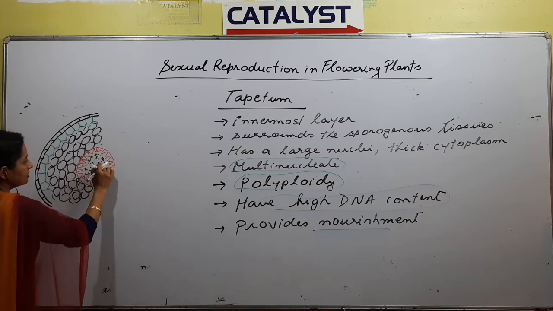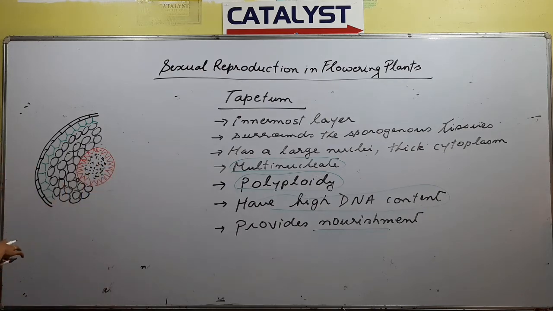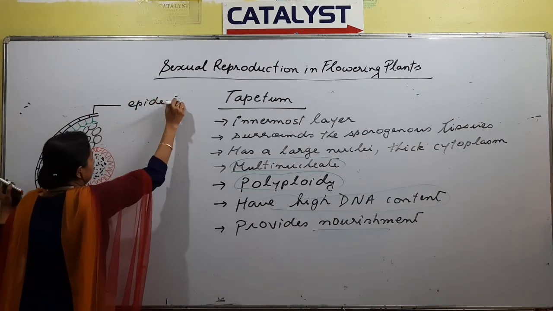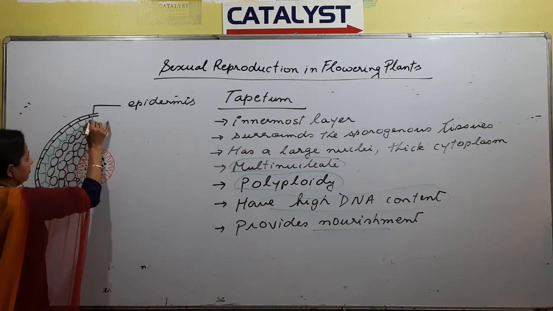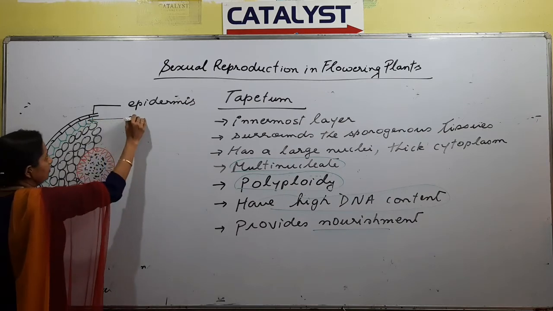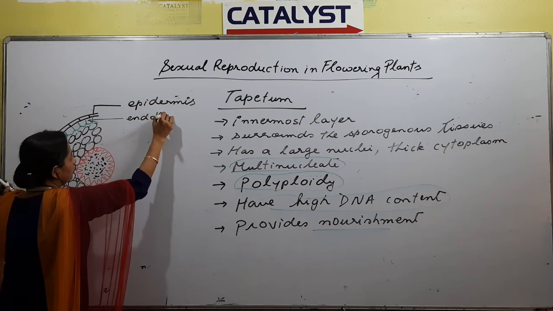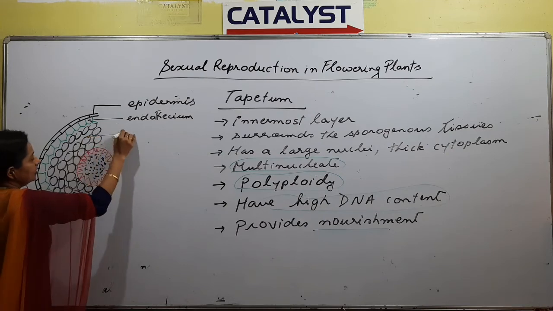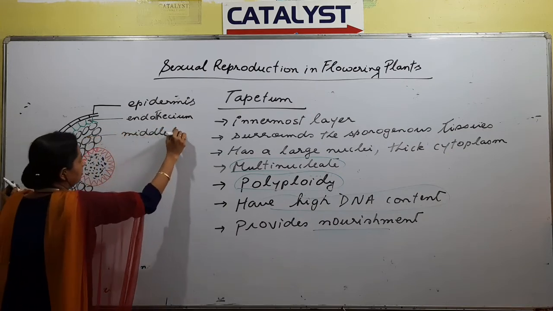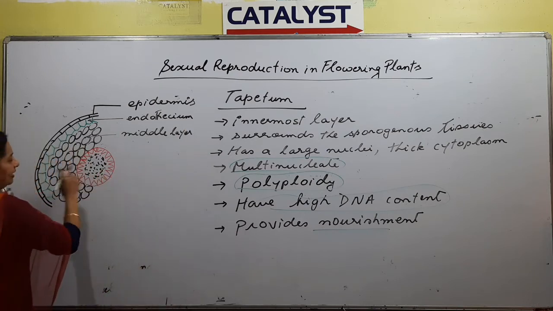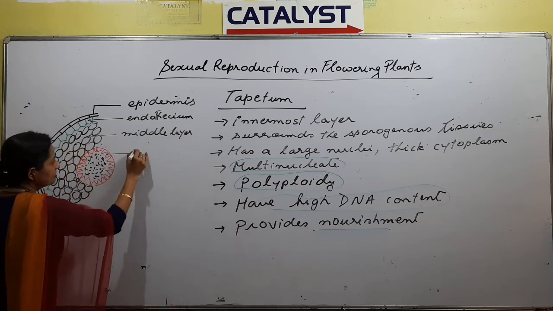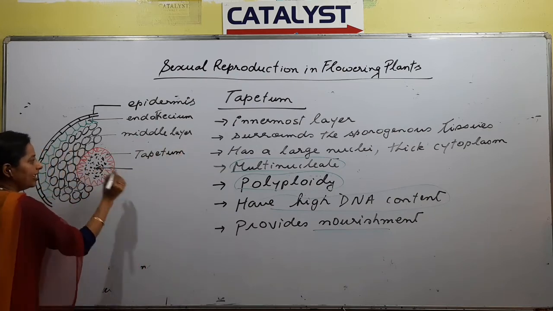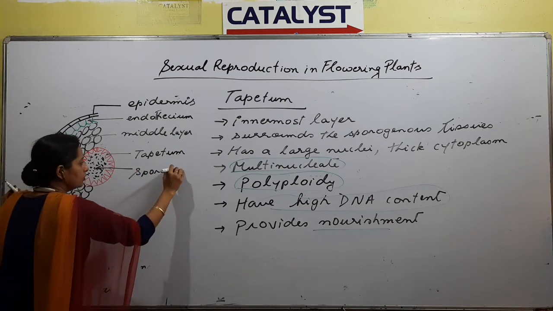So, what does this diagram tell us? We'll mark the different layers. This layer is called as epidermis. Inner to the epidermis we have endothecium. This is called as middle layer, right? And this one is called as tapetum. And inner to the tapetum what we have? Sporogenous tissues.